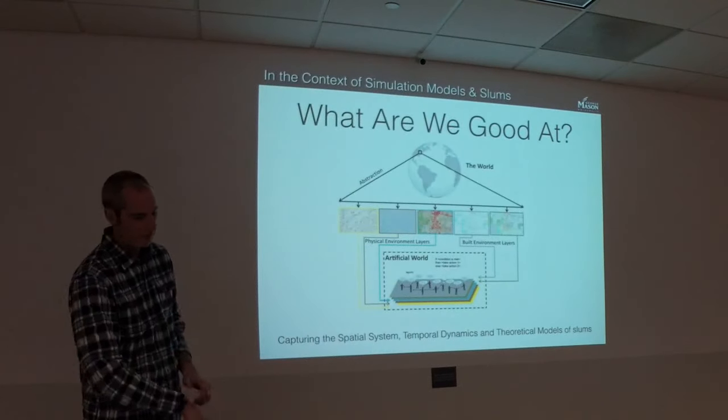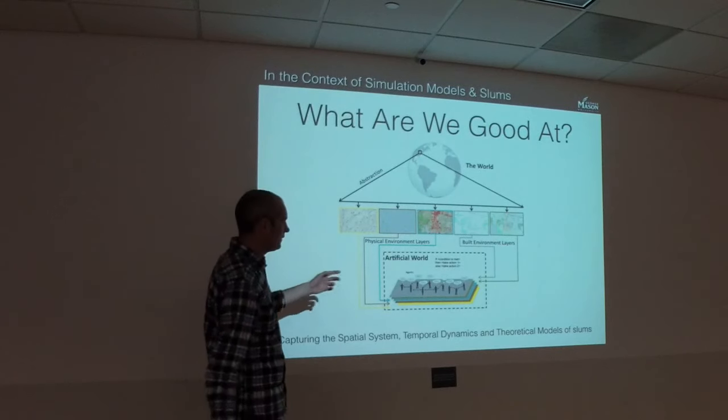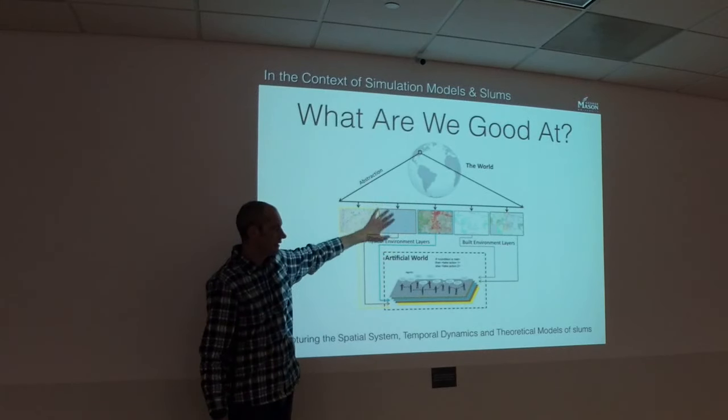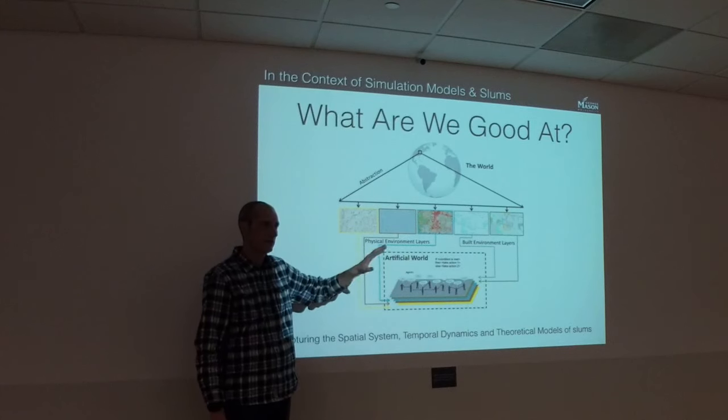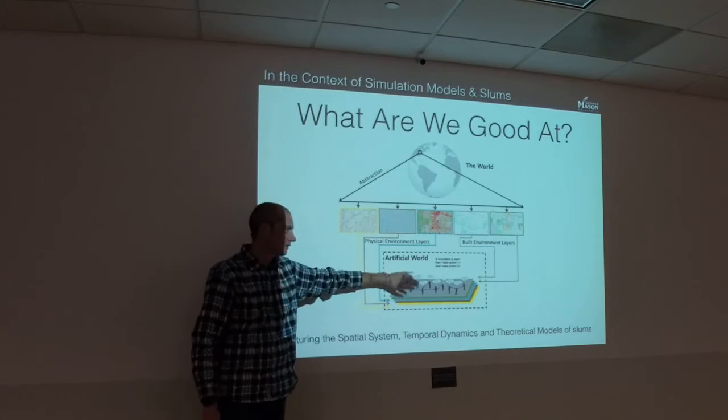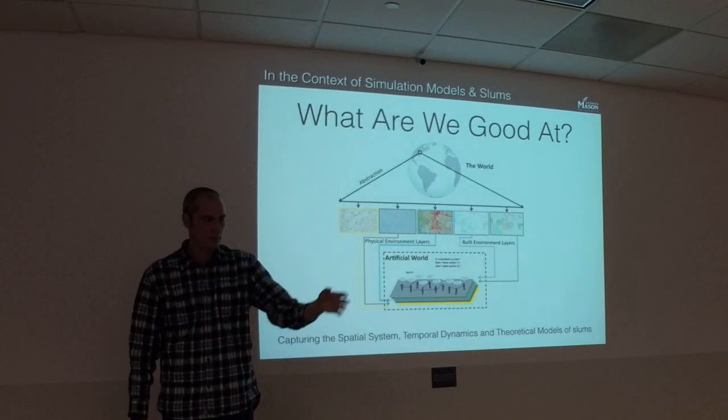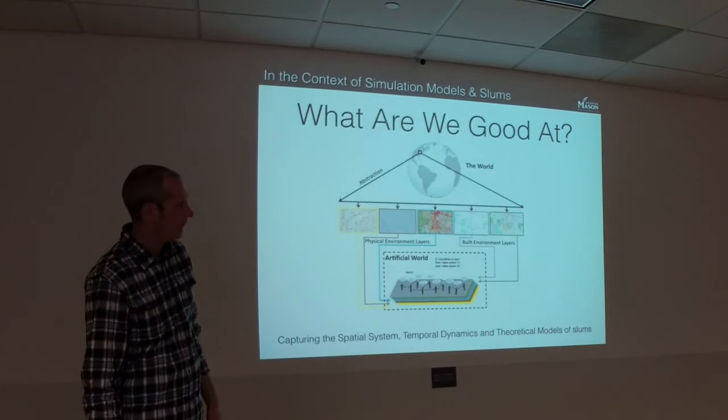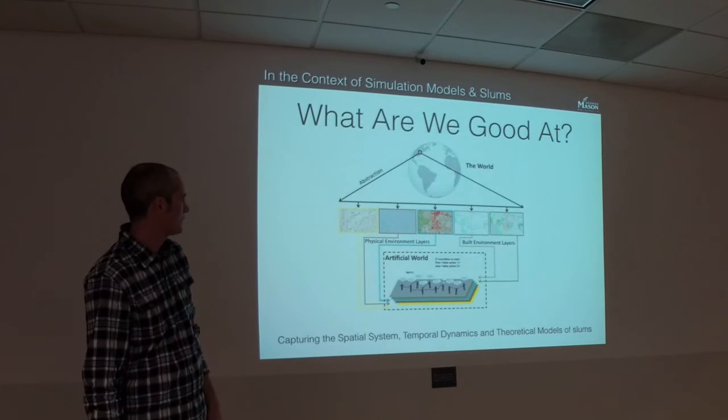I want to finish by 4, but what we're good at in these models is using data to build artificial worlds. That's the easy bit. What we're not good at is necessarily the people inside of these models. We probably have to delve more into the anthropology and sociology literatures with respect to slums.